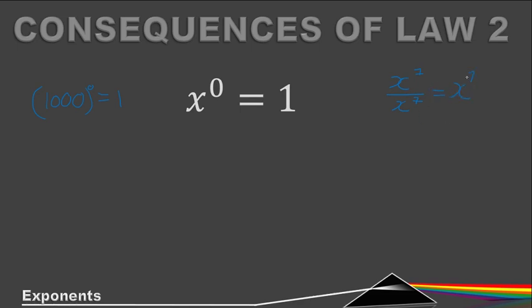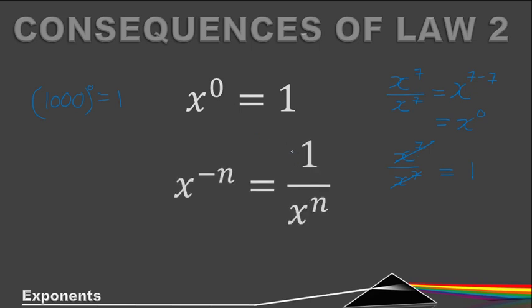So 7 minus 7 gives me 0, so x to the power of 0. Now, we also know that if I have the same numerator and denominator, I can cancel these two out and it will give me 1. So if I have x to the power of 7 over x to the power of 7, these two can cancel with each other and that will give me 1. So therefore, in general, anything to the power of 0 is equal to 1.